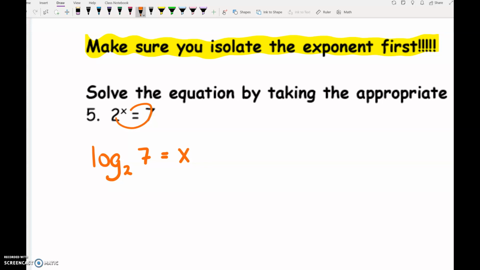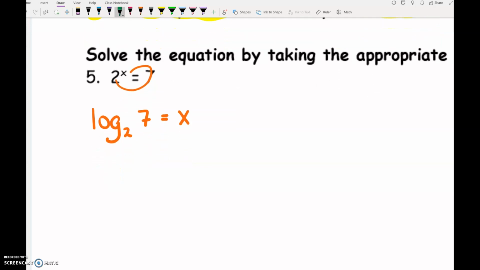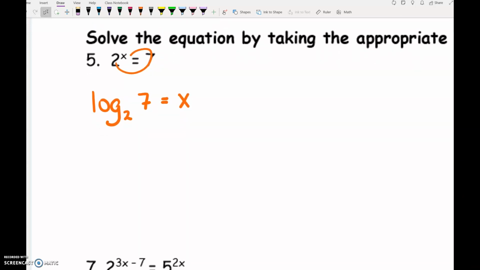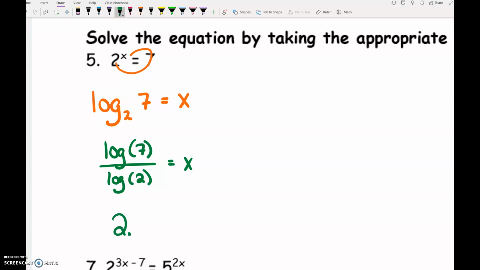If only we knew how to calculate log base 2 of 7. Oh wait, we do. So using your calculator, you can use the change of base. This is why I've had you practicing that change of base. You do log button 7 divided by log button 2. Make sure you close your parentheses each time. It's probably going to be a crazy decimal. 2.807 equals x.